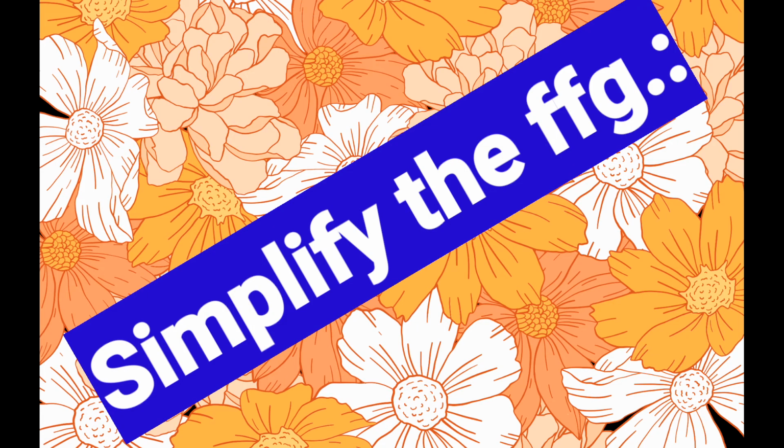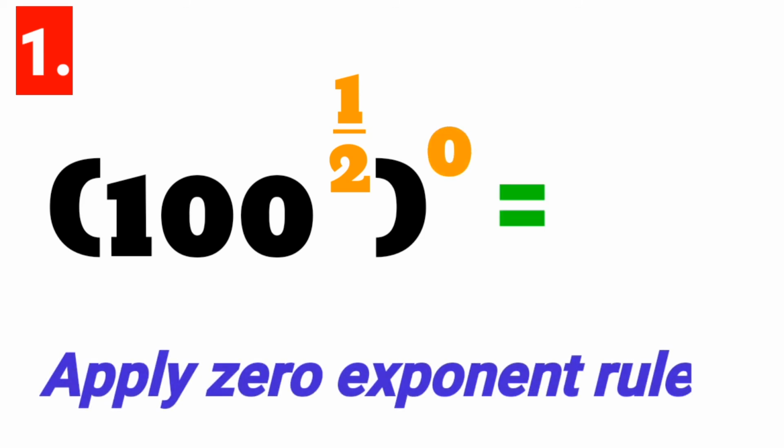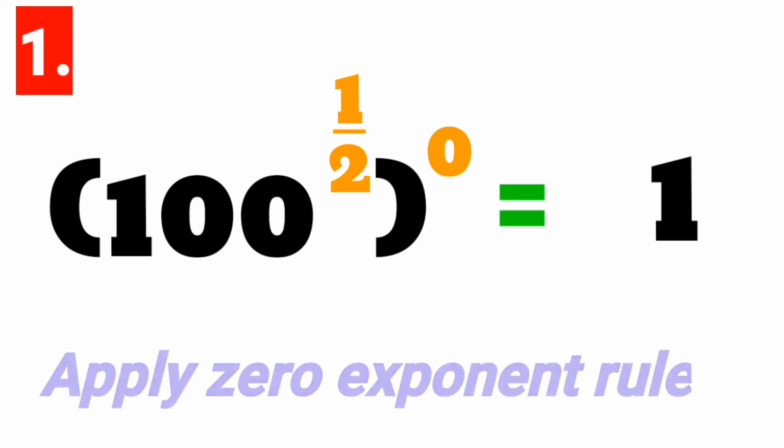Simplify the following. The quantity of 100 to the 1/2 power raised to the 0 power is equal to 1.